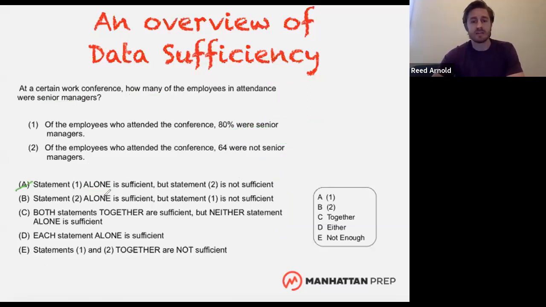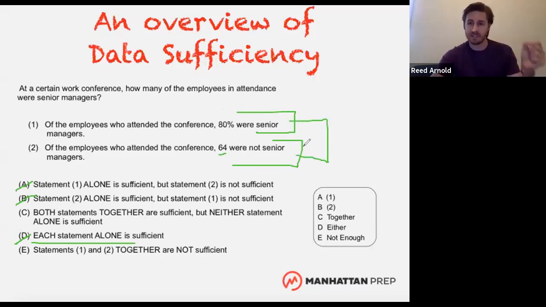Answer choice B says statement two alone is sufficient, so that's the same idea, okay? But that would not be the case here either, because this just tells me how many were not senior managers, okay? So that's out. Answer choice D says that each of them alone would tell me the answer to the question. As I've already said, since each of them alone does not, I know it's not D. In fact, I could have eliminated D as soon as I realized this one was not enough information. And then we're down to C and E. And C is when I take both of the statements and use both facts to see if it's enough to answer the question. And if it's not, then I have to choose E.